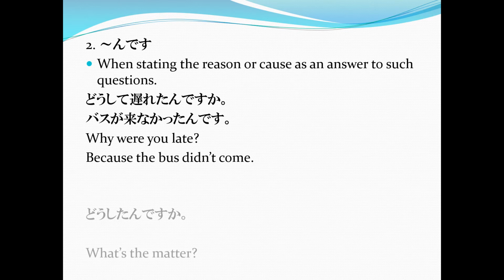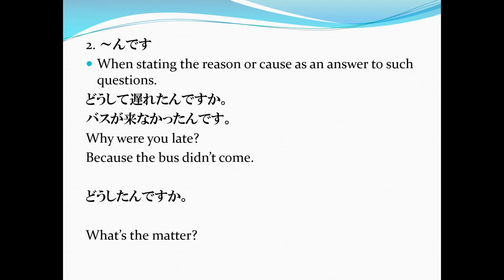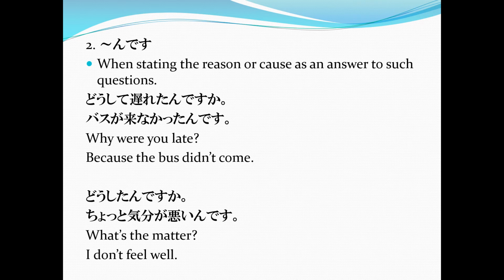Alright, then another example could be when someone asks us, what's the matter? Or doshita desu ka? So they are asking us what happened or what's the matter. And of course, we can answer or state the reason using this sentence pattern. Example, chotto kibun ga waruin desu. Again, chotto kibun ga waruin desu. Or the reason is, I don't feel well. Do you understand? Very well.